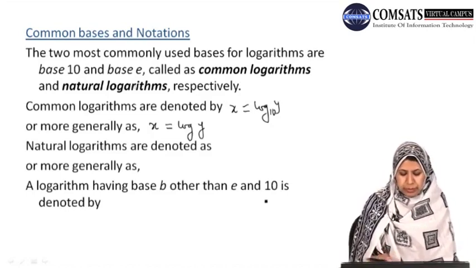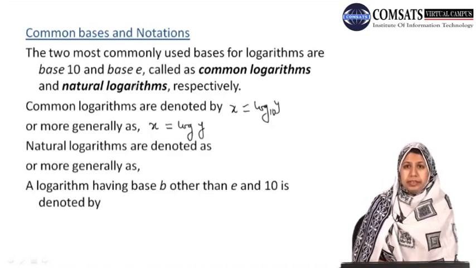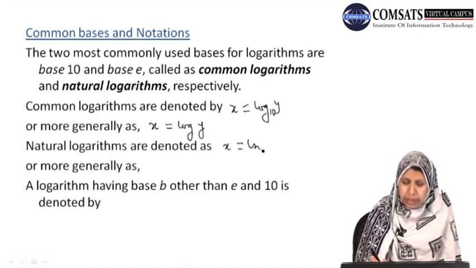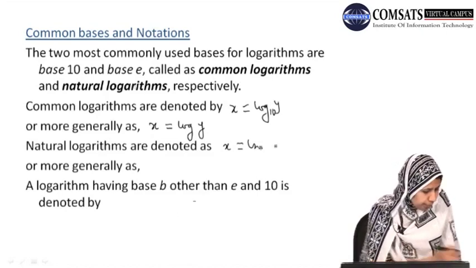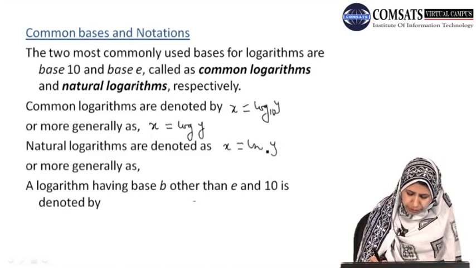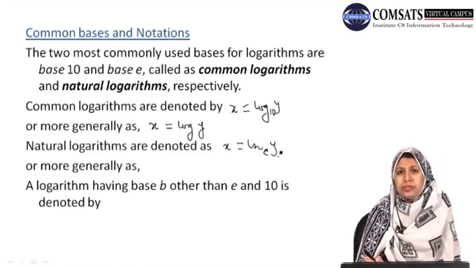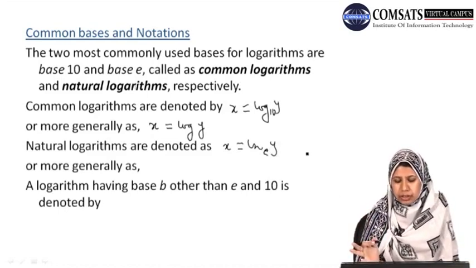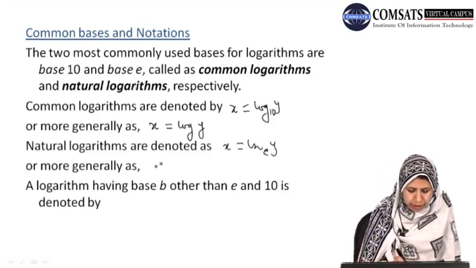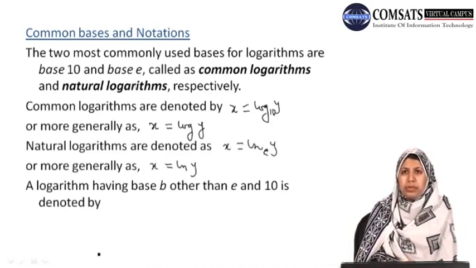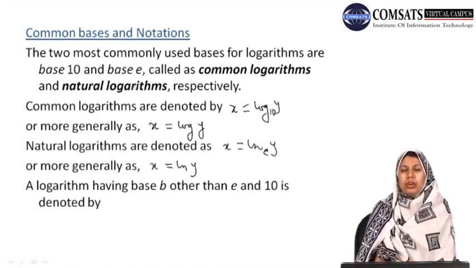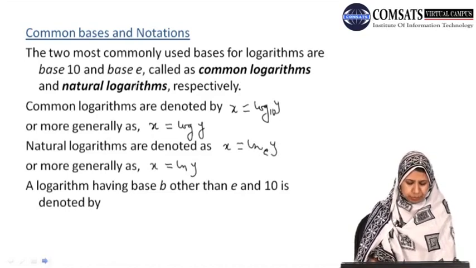We have a similar notation for the natural logarithms. The natural logarithms are denoted as x is equal to ln, natural log, of y to the base e. And once we know that we are working only with the natural logs, then we only write x is equal to ln of y, where from this form it is clear that throughout we are working with the natural log only, or the logarithms with the base e only.